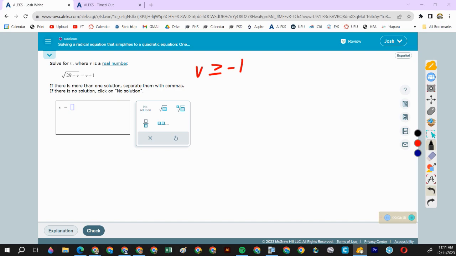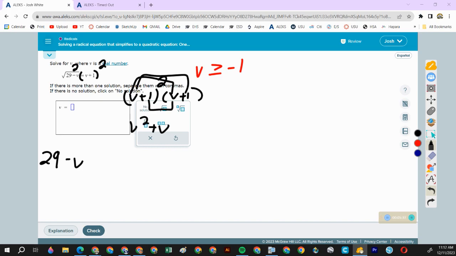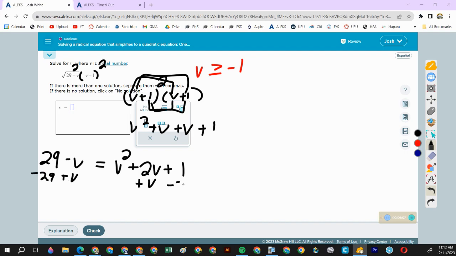Okay? So here's where it gets tough. We square both sides. The left side is just 29 minus v. What is v plus 1 squared? And don't say v squared plus 1. We actually have to write it out. V squared plus v plus v plus 1. Oh, that's a 4. So I get 29 minus v equals v squared plus 2v plus 1. Now what should I do? Well, you see v squared, so I want to move everything to the same side and combine like terms. Subtract 29, add v, plus v minus 29. 0 equals v squared plus 3v minus 28.